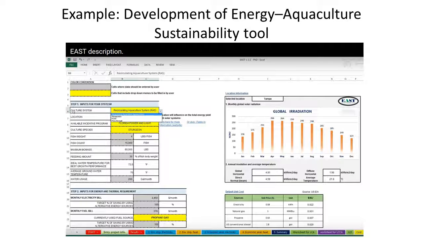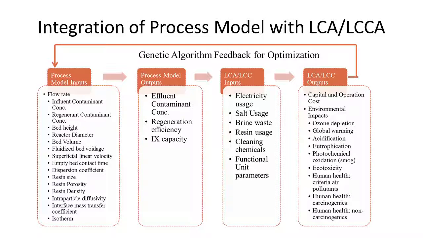This is an example of work that Jane's done with another student in another project, looking at energy and aquaculture, where at the end of the day, it's a fairly easy-to-use Excel tool where you can select between different operating conditions, and it can tell you something about the energy and operating footprint of a process. So that's where we're heading in this project. This is, I think, the second to last slide. This is how the things are getting integrated.